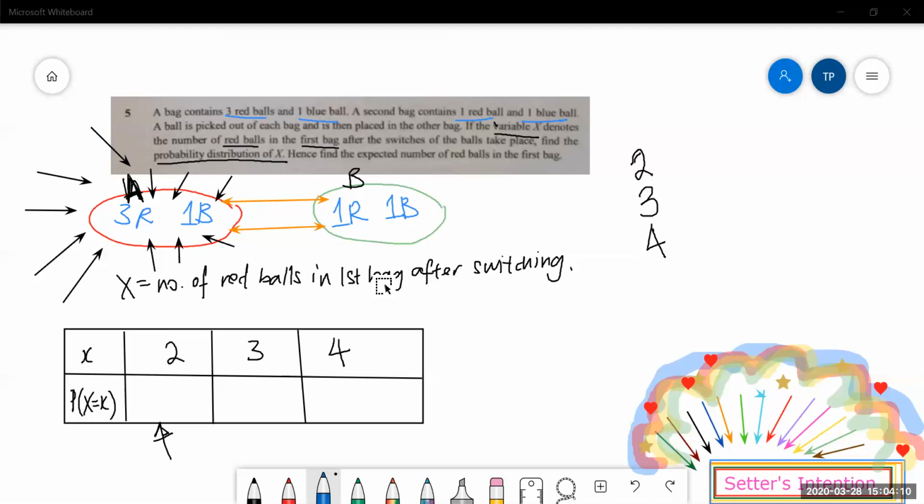The expected number. You know how to find expected number? The E(X) thing. Exactly. So the setter's intention was to test you on E(X) for the second part. So just need to times, add. And there you go.